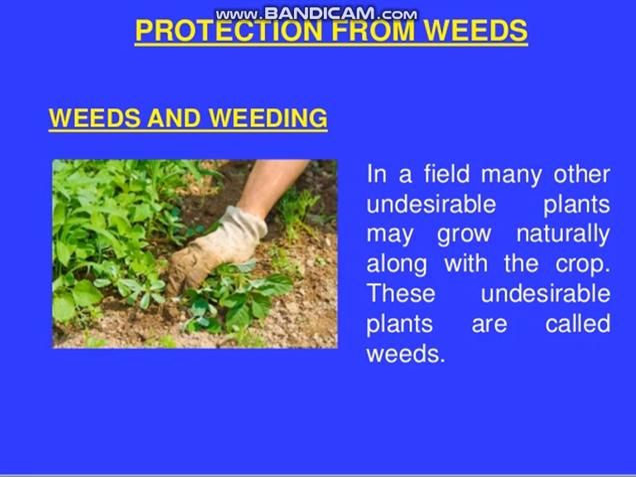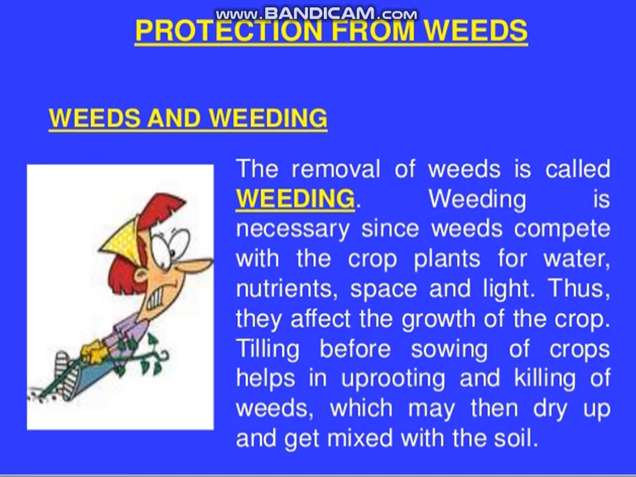Undesirable plants growing naturally along with the crop are known as weeds. For example, amaranthus. Removal of weeds is known as weeding. Now, why is weeding necessary?